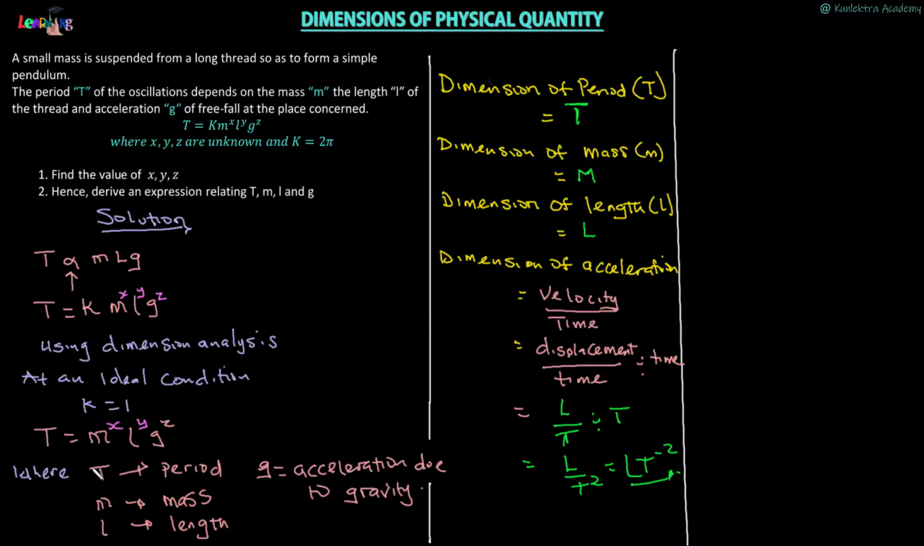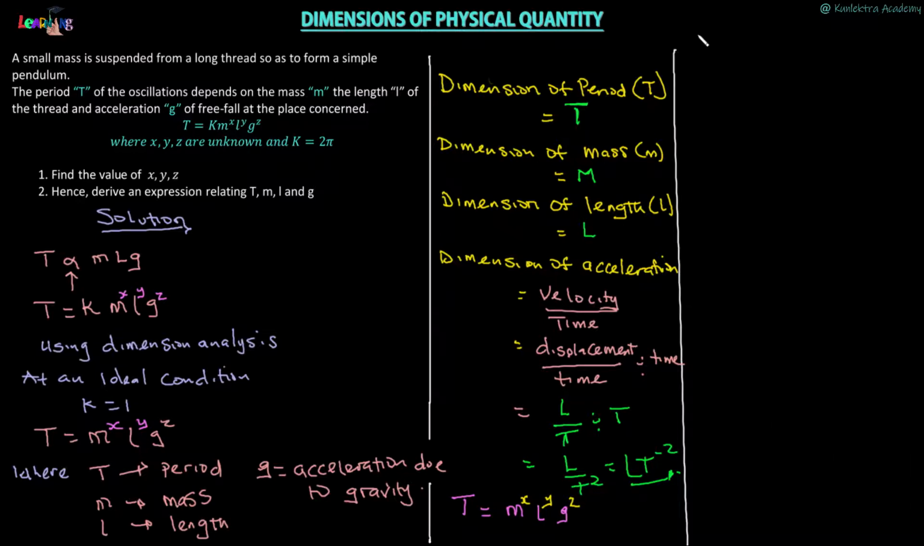Having gotten all the dimensions of our parameters, period, mass, length, and acceleration due to gravity, we substitute those dimensions into the equation given, that is T is equal to m raised to power x, L raised to power y, g raised to power z. Now, this is at ideal condition. Let's begin to substitute. What is the dimension of period? The dimension of period is T. Then you come back to your equation.